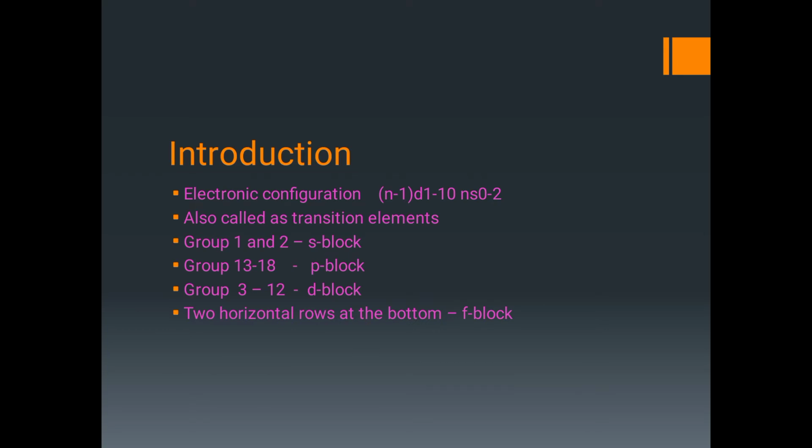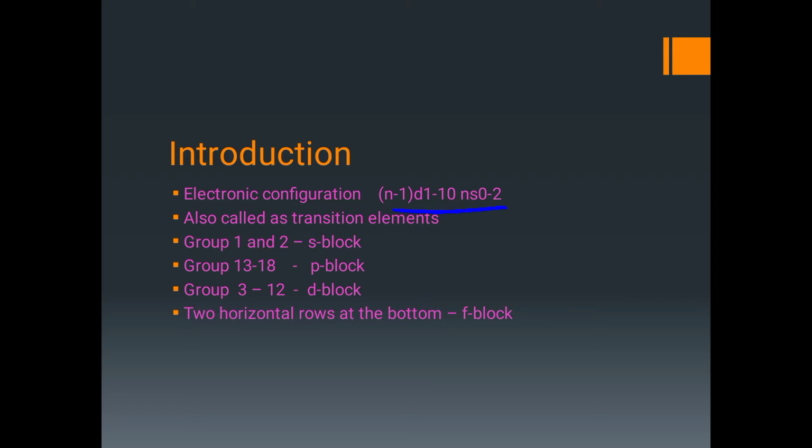To introduce this topic, first we need to know the electronic configuration. It is given by (n-1)d 1 to 10 ns 0 to 2. So this is what you need to know, and also practice solving the electronic configurations for the D block elements, because they can give you an element, say chromium, and four different electronic configurations. You need to find the correct one. These D block elements are also called transition elements.